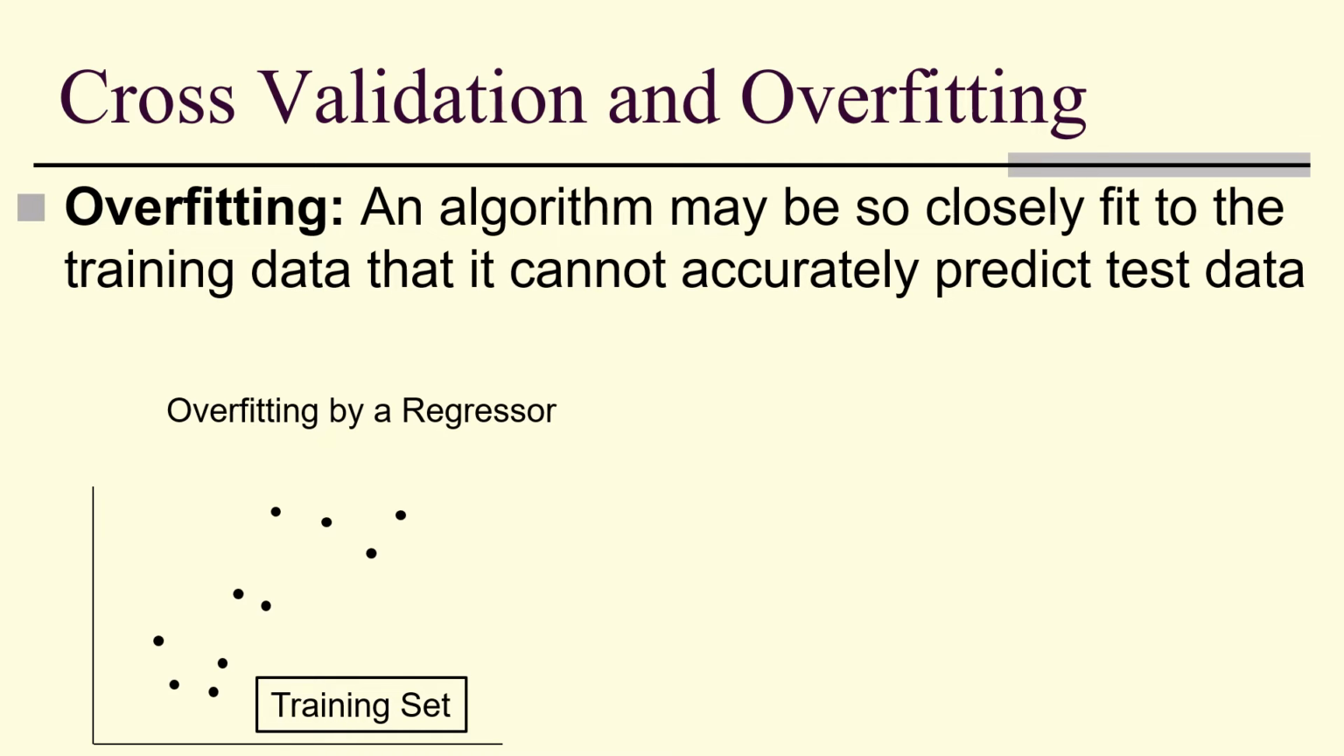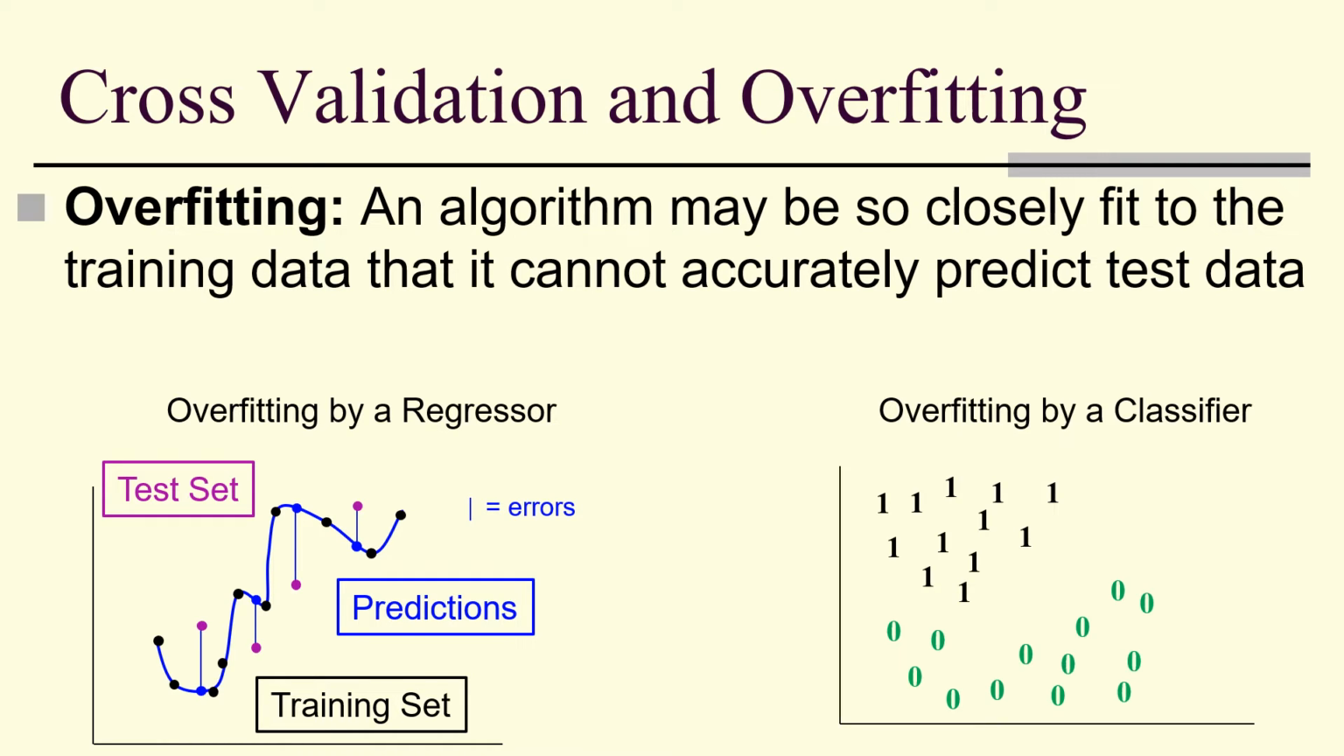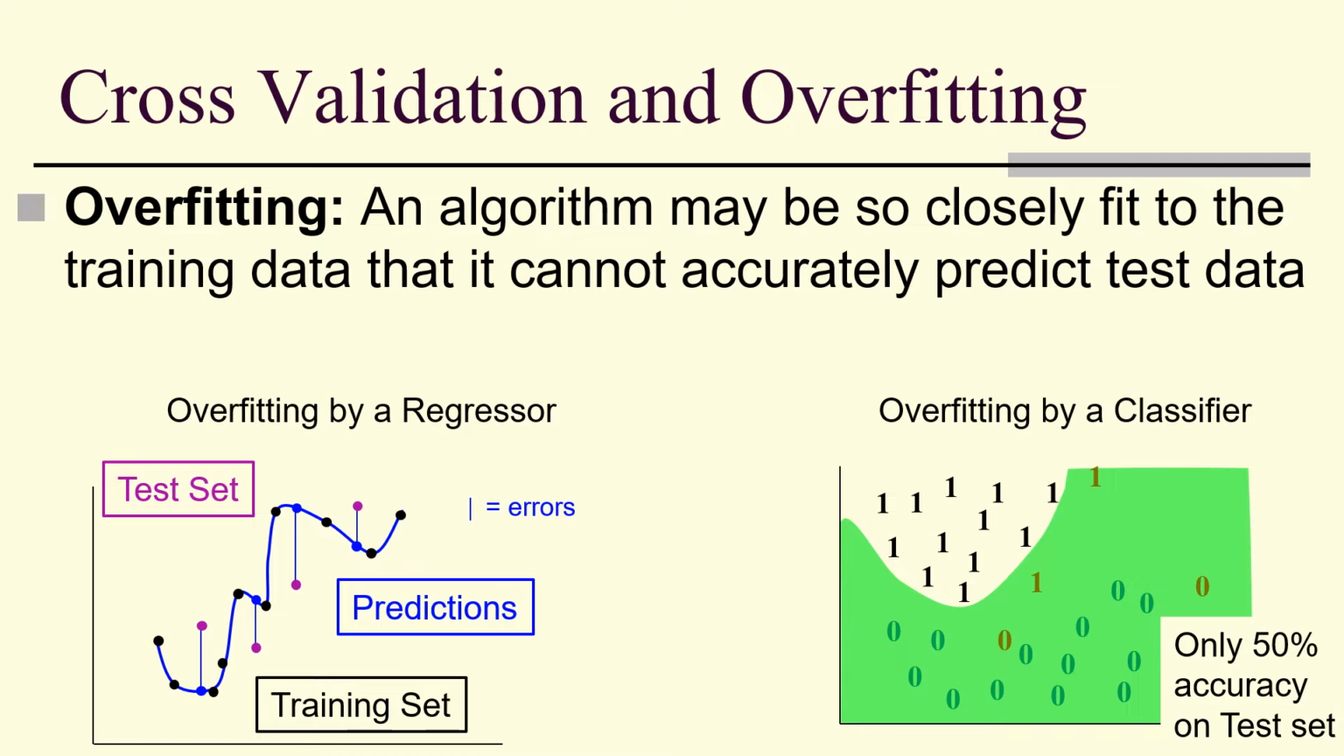So let's look at, for example, what overfitting by a regressor would look like. So suppose we have some data, and we have a test set. If we were to fit a curve through every single point, we would get fairly awful predictions for the test set. Similarly for a classifier, if we overfit, especially if we overfit to the positives or overfit to the negatives, then we can end up with very poor accuracy on a test set.